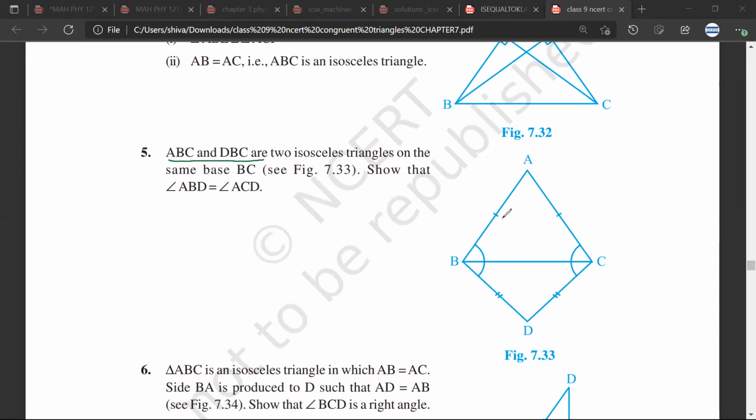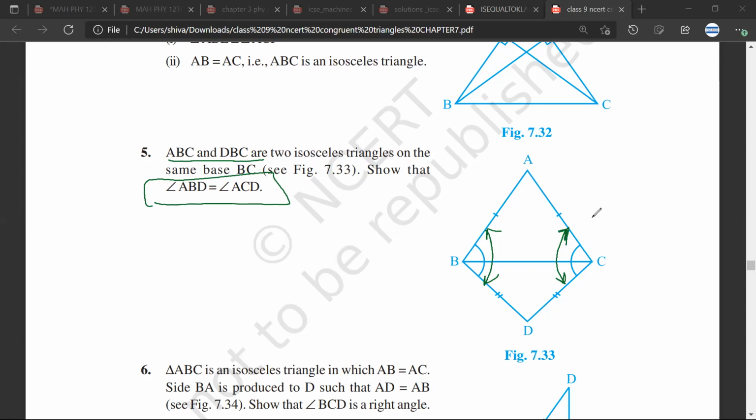ABC and DBC are two isosceles triangles on the same base BC. Show that angle ABD is equal to angle ACD. This whole angle ABD is equal to angle ACD. Sarthak, can you try this?